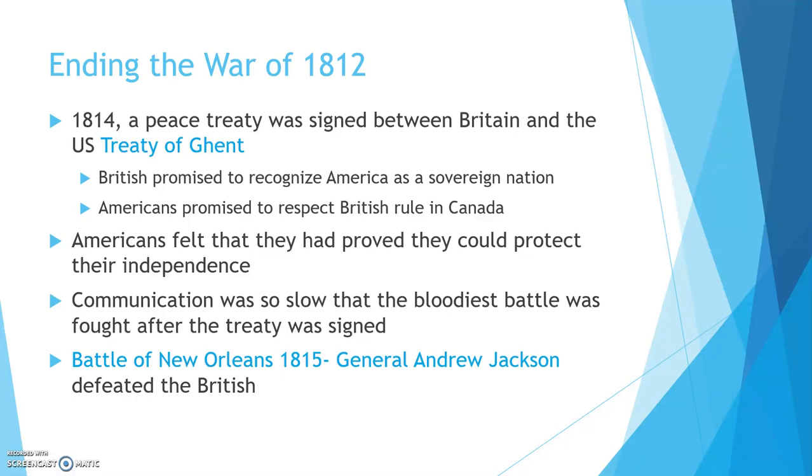So here we have ending the War of 1812. Those were a couple major events, but this is going to be ending the war. In 1814, in about December, a peace treaty was signed between Britain and the U.S., and it's called the Treaty of Ghent, and that is a term you need to know. Now, in this treaty, it was promised 2 things. Britain promised to recognize America as a sovereign nation, and Americans promised to respect British rule in Canada.